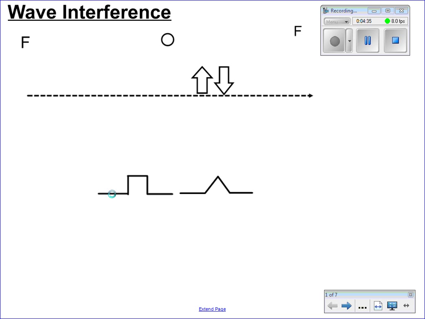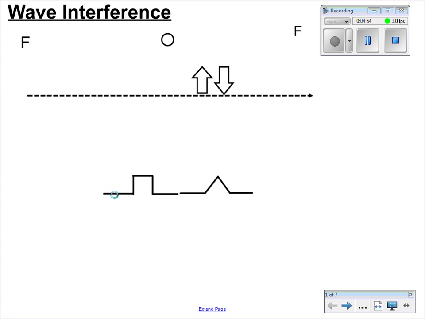So the horizontal line here, this is the sort of dead zone, the rest position. The wave is not doing anything here. It's only in this active portion that the wave is actually doing something. So when you're adding these waves together, if you put the two dead zones together, nothing's happening still.